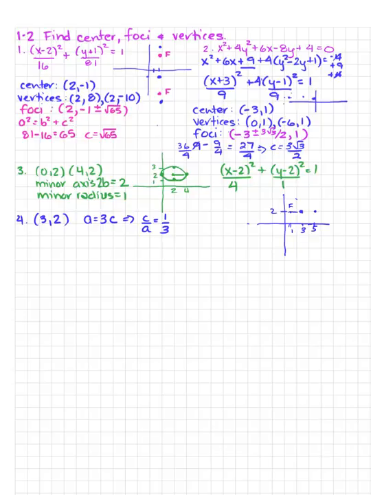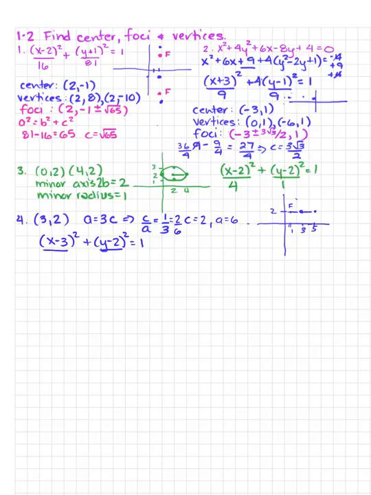So that is a distance. That tells me that c is a distance of 2, so that means a is going to be 6. So c is 2, a is 6. All right, here we go. So we have (x minus 3) squared plus (y minus 2) squared equals 1.